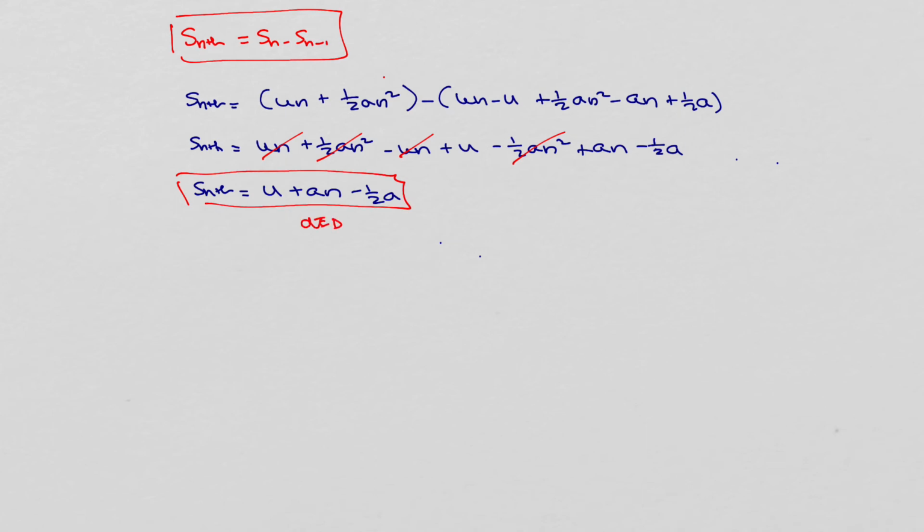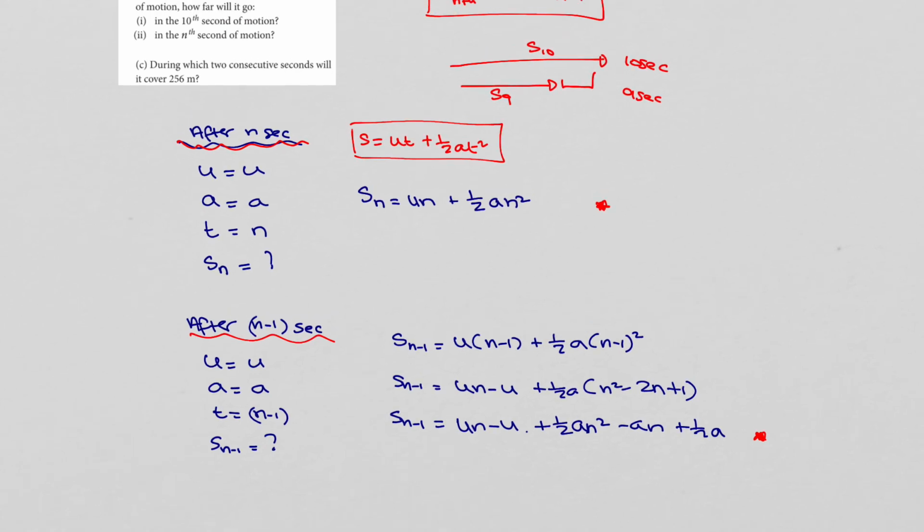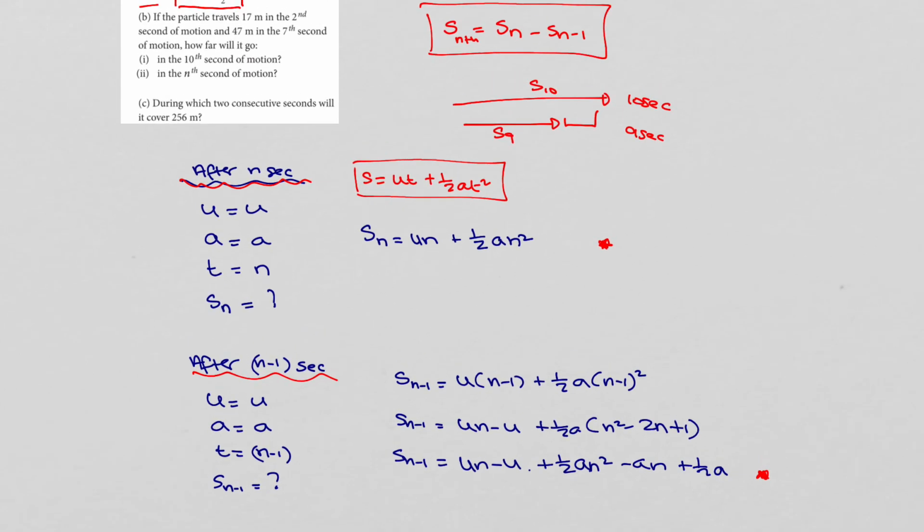Okay, so the next part of the question, if we go back, says if the particle is travelling 17 metres in the 3rd second of motion and 47 metres in the 7th second of motion, how far will it go in the 10th second of motion and in the nth second of motion?